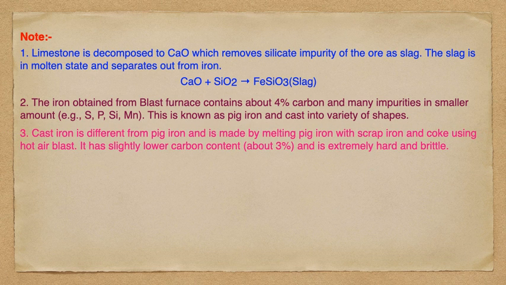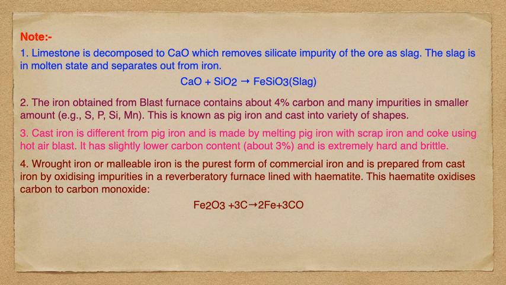Third one is cast iron, which is different from pig iron and is made by melting pig iron with scrap iron and coke using a hot air blast. It has a slightly lower carbon content, about 3%, and is extremely hard and brittle. Then wrought iron or malleable iron is the purest form of commercial iron and is prepared from cast iron by oxidizing impurities in a furnace lined with hematite. This hematite oxidizes carbon to carbon monoxide: Fe2O3 plus 3C gives 2Fe and 3CO.